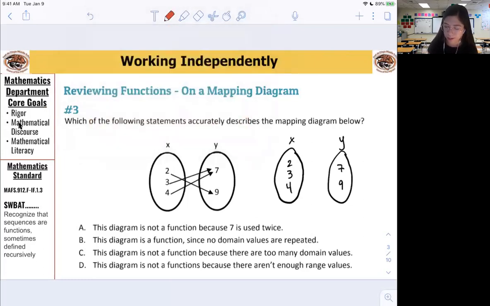Let's say the 3 went to the 7 and the 9. Notice how this double arrow branches out in 2 different directions. That's what I mean by branching. If it branches like that, this is not a function. If you see any branching, then you know that it's not a function. Well, in our actual example, there is no branching.